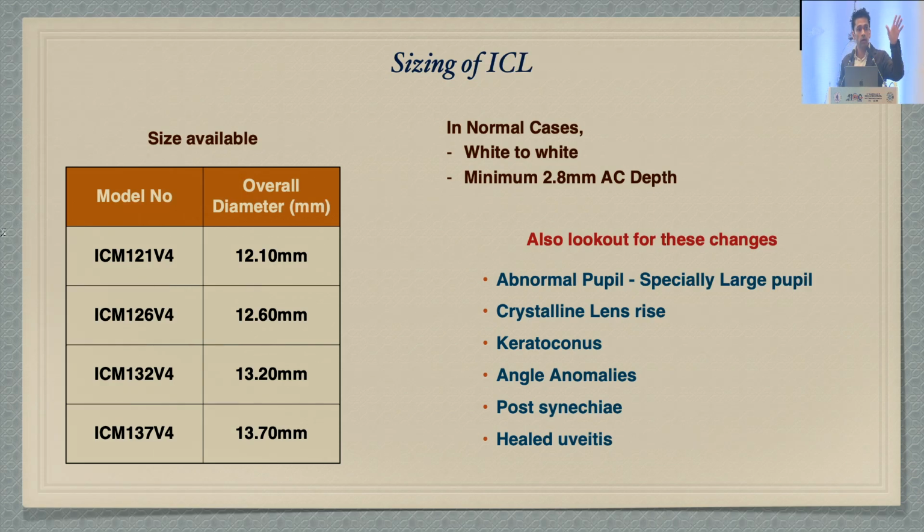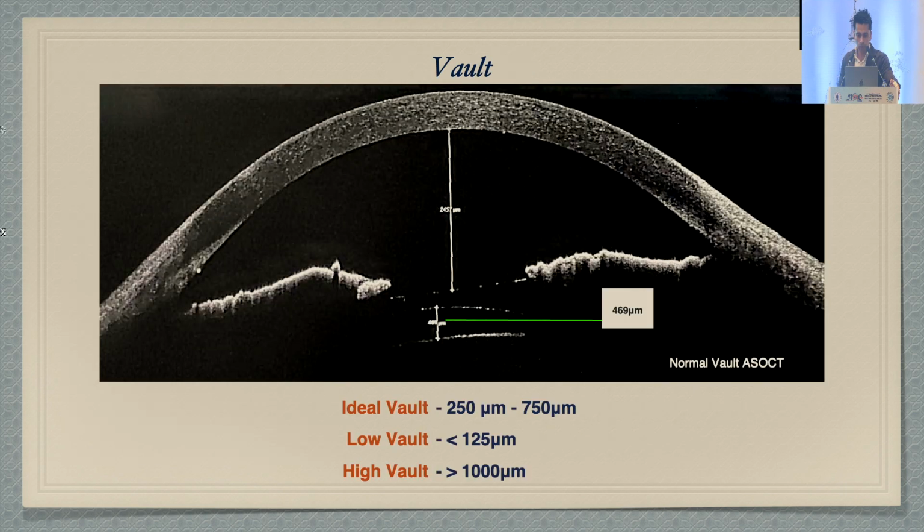If you have a large white to white, you please go horizontal. If you have a smaller white to white, you go snug fit. The thumb rule is keep it a snug fit always, rather than keeping it a loose fit, especially in the toric scenarios.